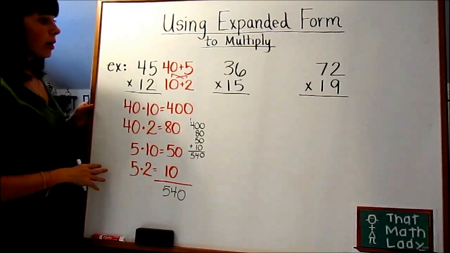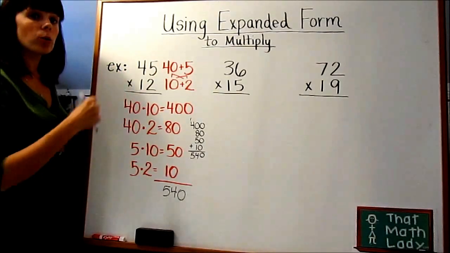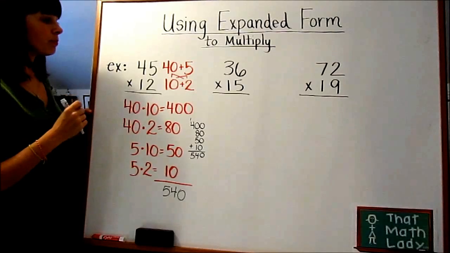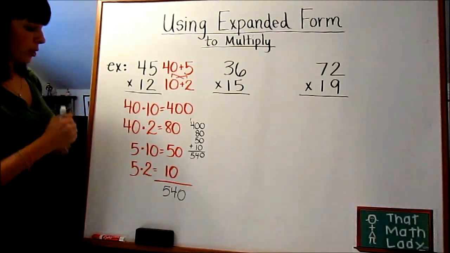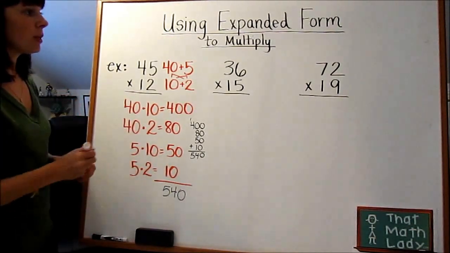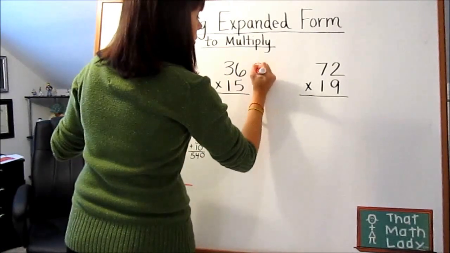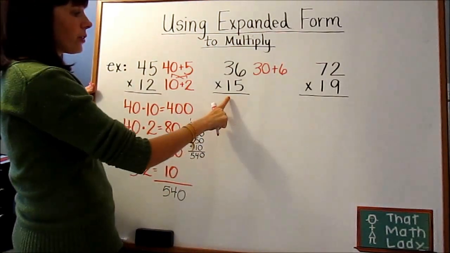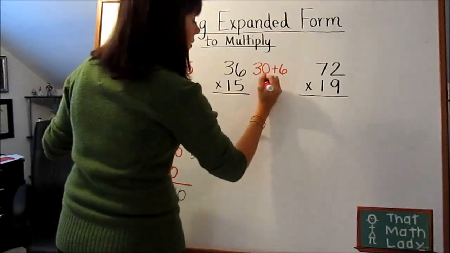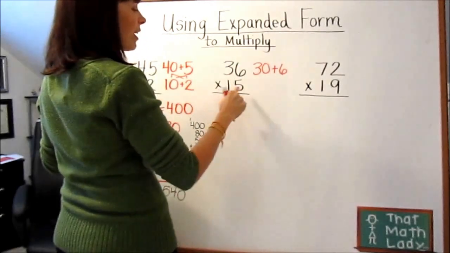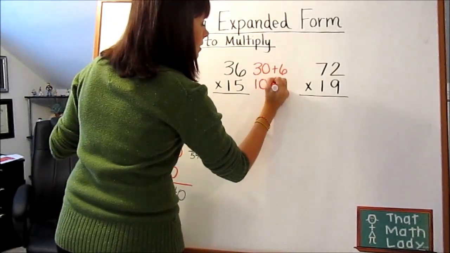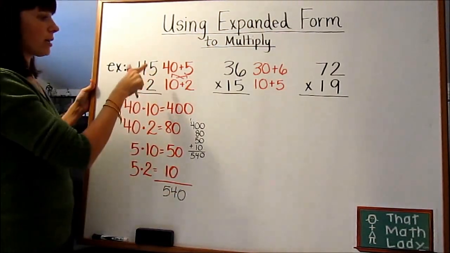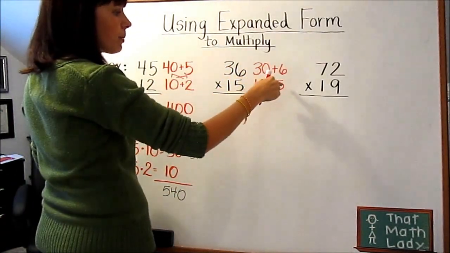And then you can use lattice multiplication or standard multiplication to make sure you did it right and to check your work. Alright, this time you can go ahead and pause the video and try these two on your own using the same strategy that I just showed you, or we can work them out together. Same thing. I'm going to take 36 and write that in expanded form, and that is going to be 30 plus 6, and 15 written out in expanded form is 1 ten and 5 ones. So 10 plus 5. And I'm going to do the exact same thing. Multiply both my top numbers against the bottom numbers.